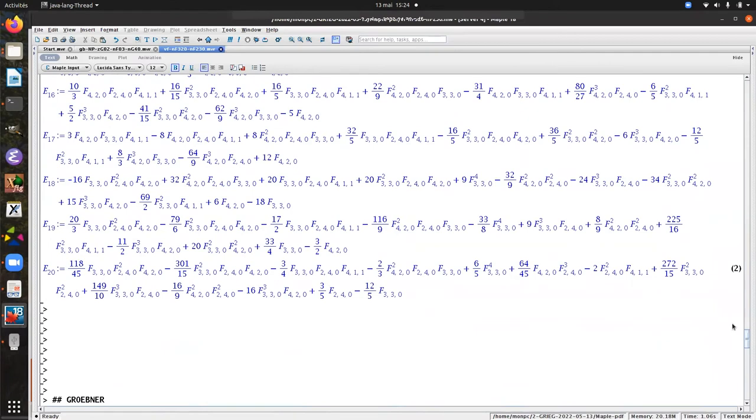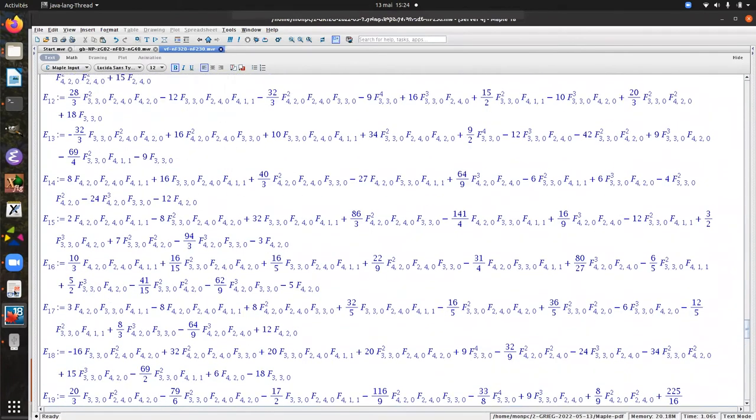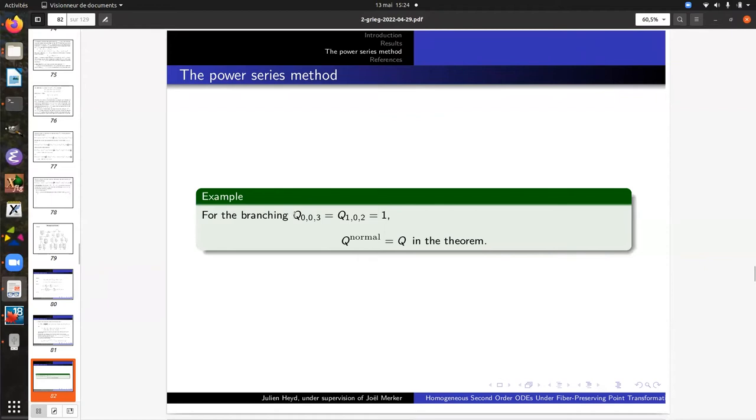We have produced these equations. I tried now to explain a bit more here in the branch where the two invariants are non-zero. And then by some easy reasoning, you can show that you can normalize them to one.